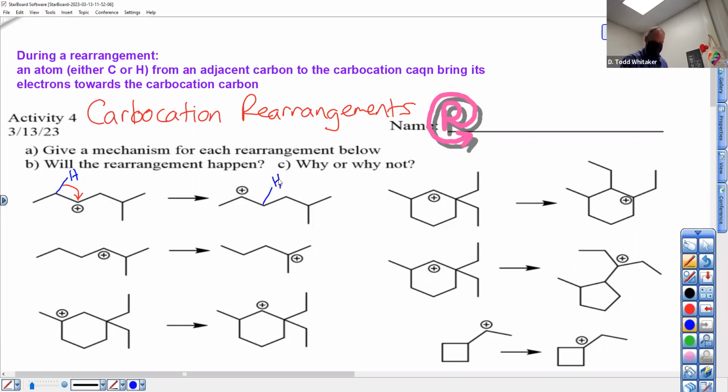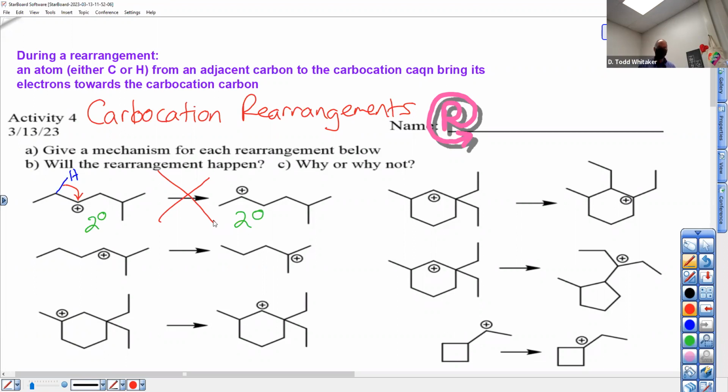Yes? Why did it do that? It actually would not do it because we did not get a more stable carbocation. That's part of this exercise. I'm going to show you how they happen, and then I'm going to tell you when they do and when they don't. And there's no motivation at all to go from secondary to secondary, so it does not happen. Does that clear that up? That's what that means? If it doesn't get more stable, don't do it.